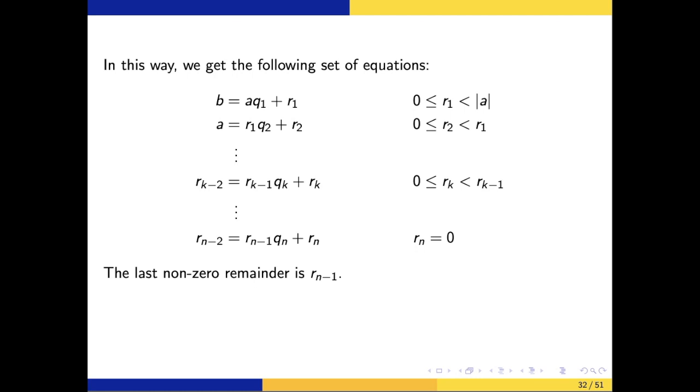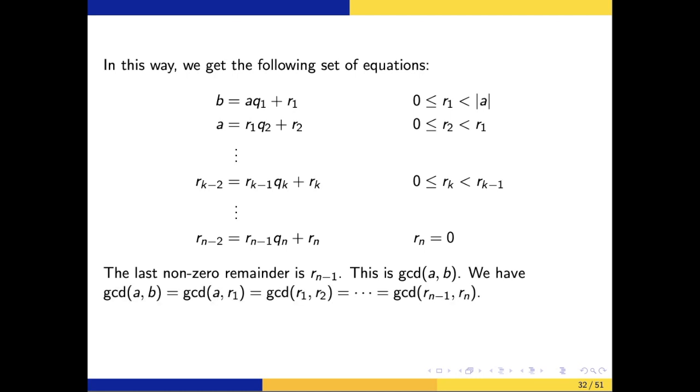And the reason that this algorithm does indeed terminate is that there exists only a finite number of positive integers between mod A and 0. And each of the remainders is strictly less than the remainders that come before it. The last non-zero remainder, which is R sub n minus 1, is the GCD of A and B.